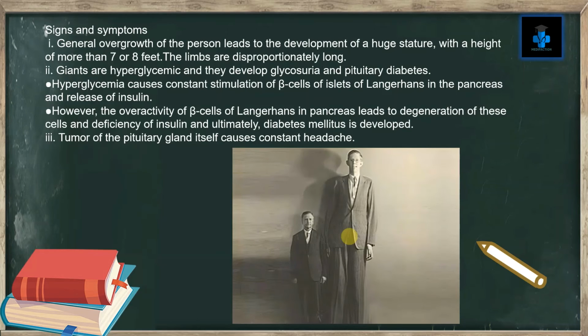Hyperglycemia causes constant stimulation of beta cells of islets of Langerhans in the pancreas and release of insulin. However, the overactivity of beta cells of Langerhans in pancreas leads to degeneration of these cells and deficiency of insulin, and ultimately diabetes mellitus is developed. Number 3 is tumor of the pituitary gland itself causes constant headache. Here you can find a person with gigantism.